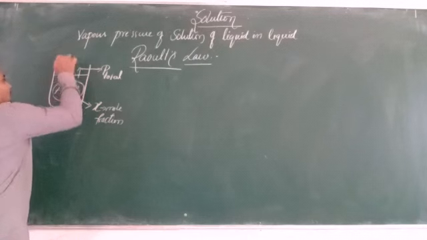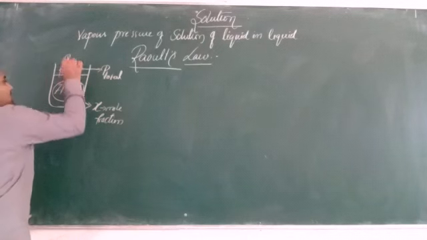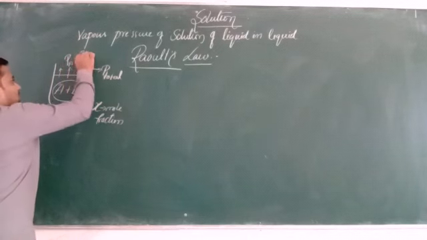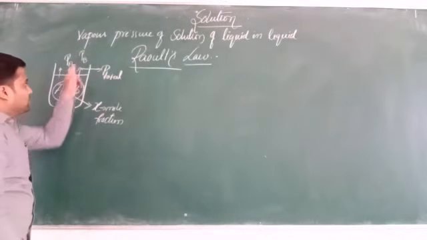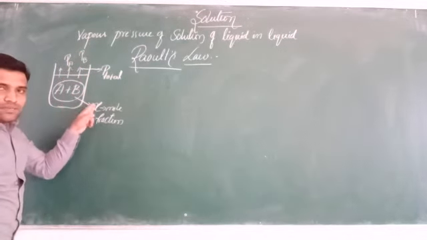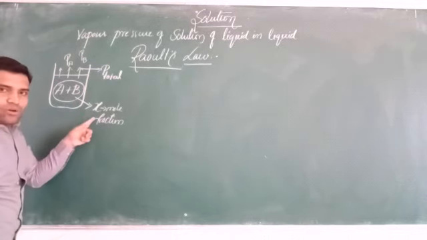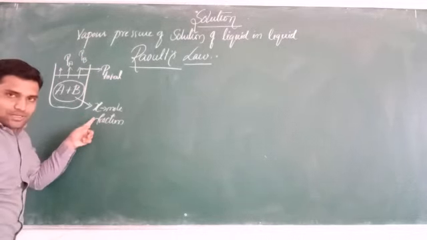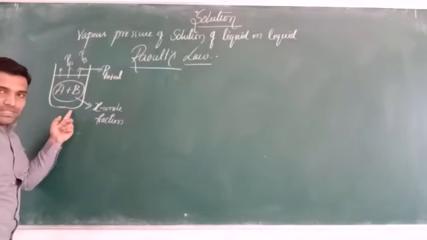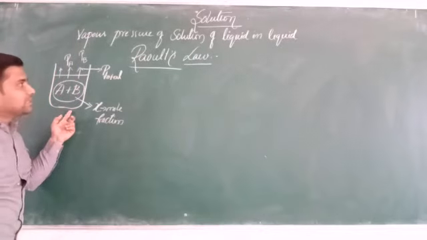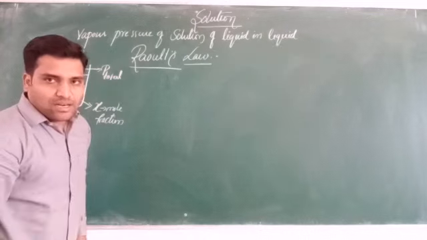So here, if you consider component A, that is PA, and for component B, that is PB. So he establishes this relation, that is, the partial vapor pressure of components to the mole fraction of those components, in the vapor phase with the solution phase. That is called Raoult's law.